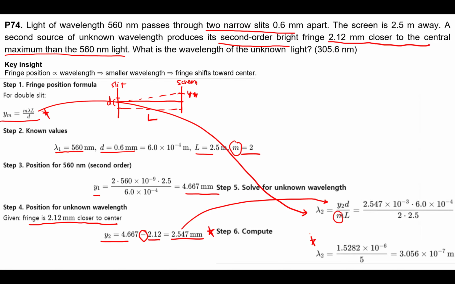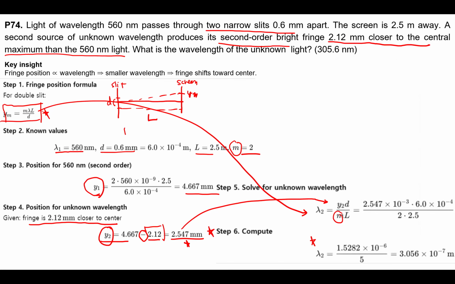So it is a little bit complicated problem. The first thing you need to know is the formula for the position of the fringes. And then you need to know what it means to be closer to the central maximum. That means Y2 is going to be minus this much. Okay, this is the key point. So Y2 now is this distance.